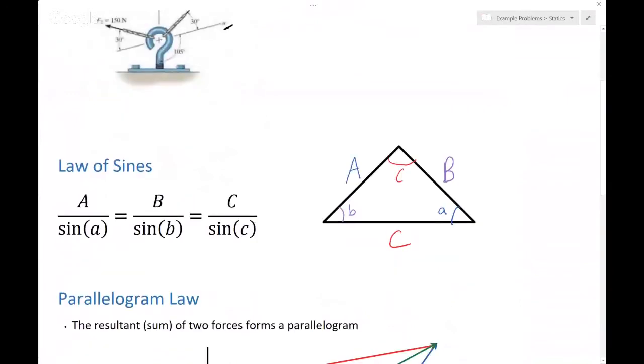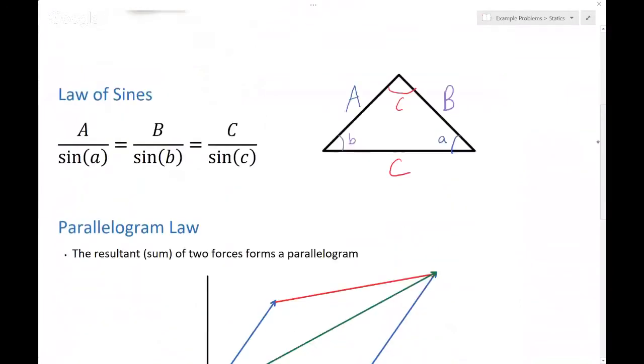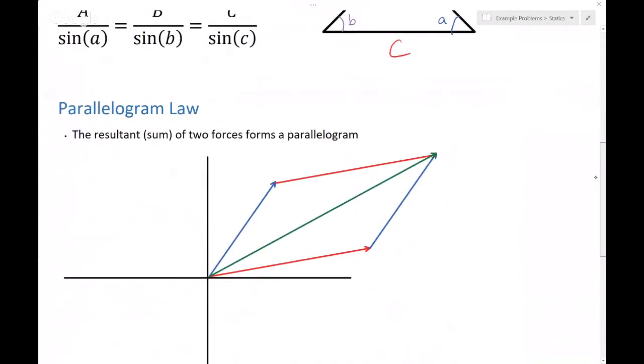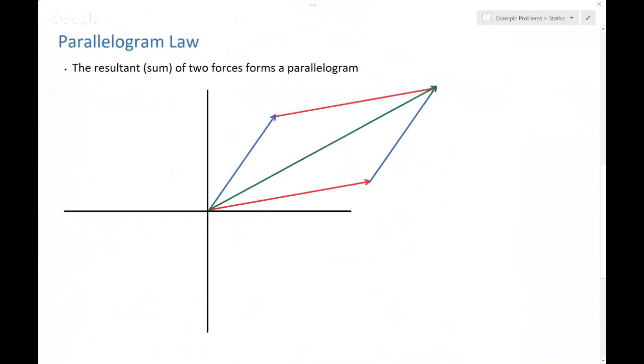We'll also use the Parallelogram Law, which basically states that the resultant sum of two forces forms a parallelogram. So in this case, we have this force here, which can be force 1, and force 2, when added together, end up being equal to the force of the resultant. And this is another really useful principle.